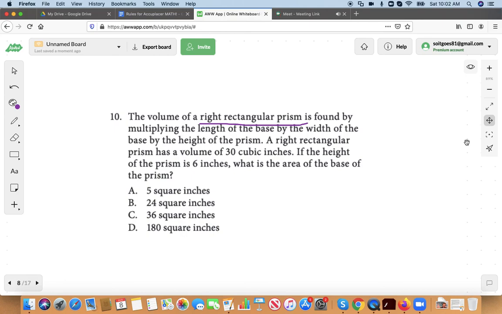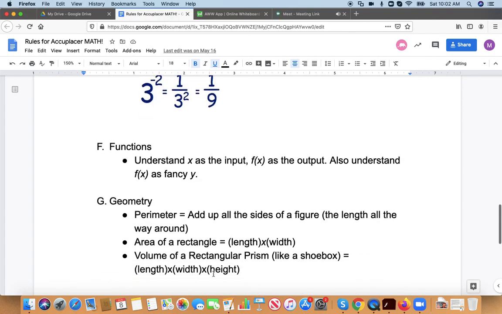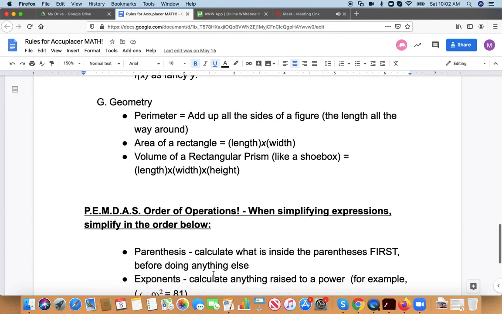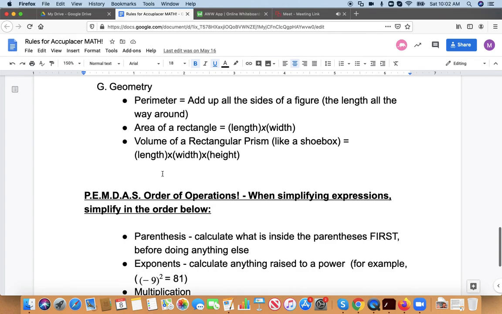If I see a picture, I probably would know. I'm going to draw a picture for you in just a minute, but I've got it on the rules for Accuplacer Math, I think in the geometry section. There we go. Do you see that, on my rules for math? So it's basic concept G, third bullet point. Go ahead and read that for me, please.